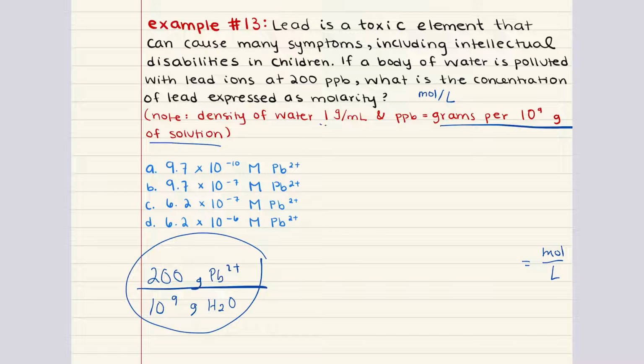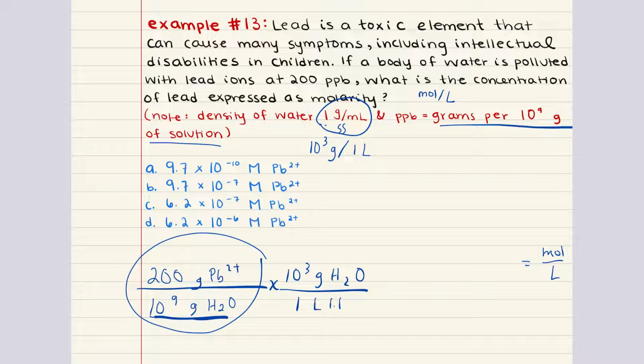We're going to take advantage first and foremost of the density of water to convert this grams of water into liters of water. Now we said 1 gram per milliliter, that's the density of water. We don't want milliliter, we want liter. So how can we adjust this to be equivalent? We can say that 10 to the 3 grams per 1 liter is the density of water. That's exactly equivalent to 1 gram per milliliter. So let's apply that first conversion. 10 to the 3 grams of water over 1 liter of water. Notice grams of water cancels out.